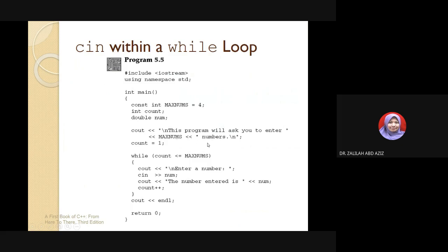Okay, so kita enter 4 numbers. Then count, this one is the initial value for the loop. Count equal to 1. Okay, and then while 1 less or equal 4, true, and then dia akan masuk sini lah. Enter a number. So you masuk lah, let's say masuk 100. And then the number enter is 100. Then count becomes 2, sebab dia nak kita allow for user to key in only 4 numbers.